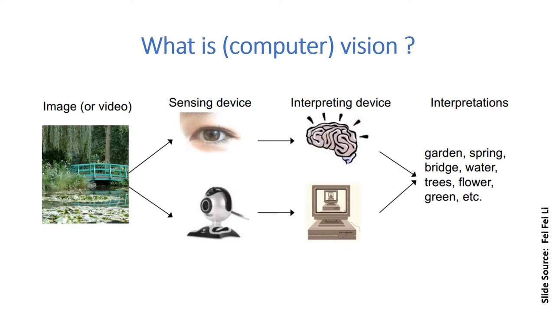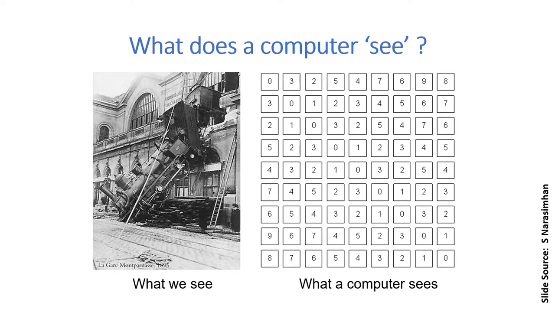What is computer vision? A camera is the source of sensing an image when we talk about computer vision, and the interpreting device here is replaced by the computer itself, where the program does the interpreting and ideally should result in the same interpretations as humans. So, this is what we see when we look at an image. However, this is what a computer sees, these numbers here. So, computer vision is the field of study which aims to bridge the gap between what we see and what a computer sees.